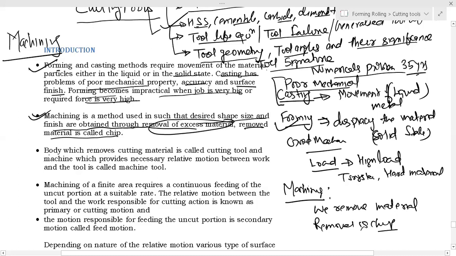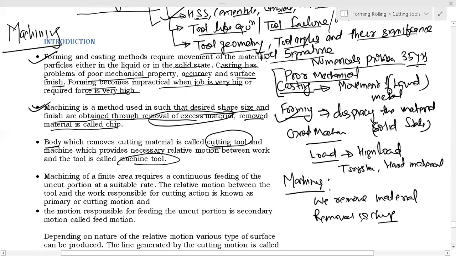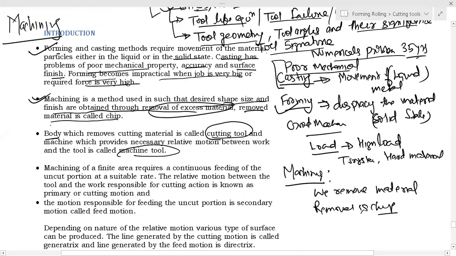Then the body which removes material is called the cutting tool. So what is the cutting tool? The body which removes the cutting material, and the machine which provides the necessary relative motion between work and tool, is called the machine tool. So you require two things: one is the machine tool, and you have a cutting tool, right? Now, the cutting tool we understood is a body.